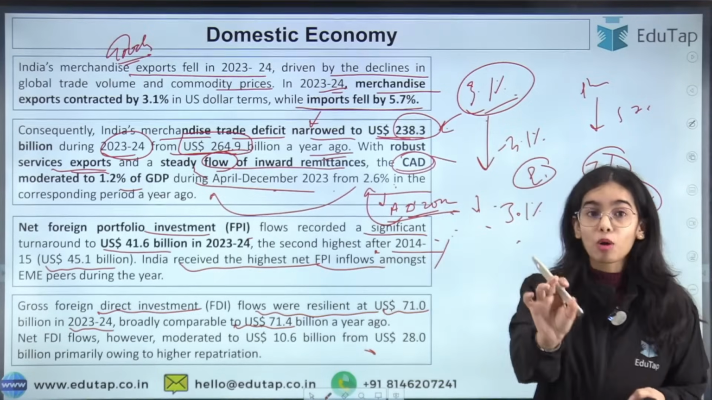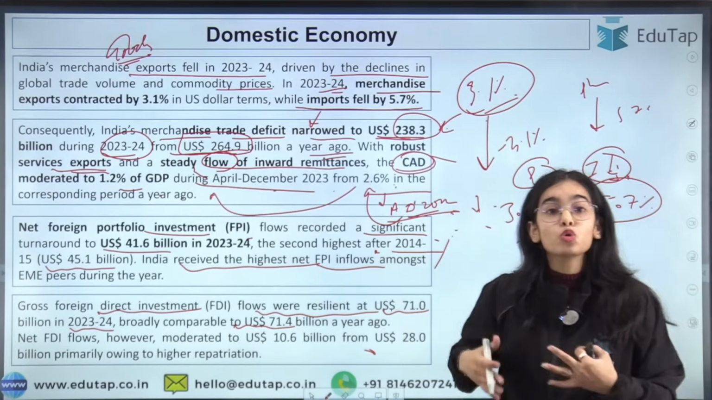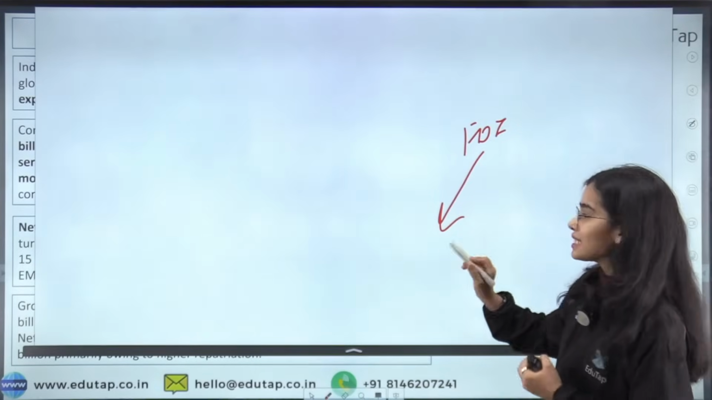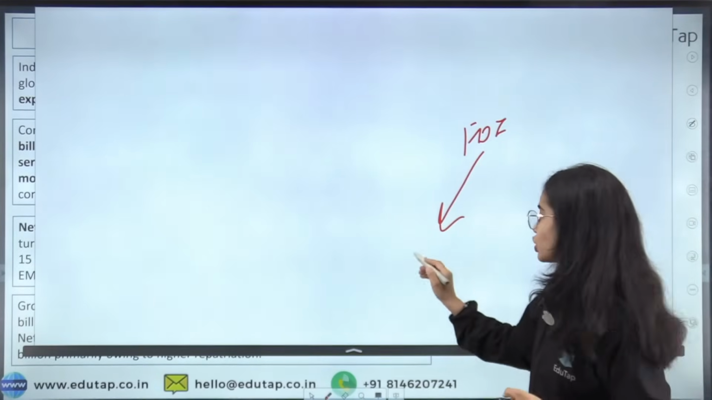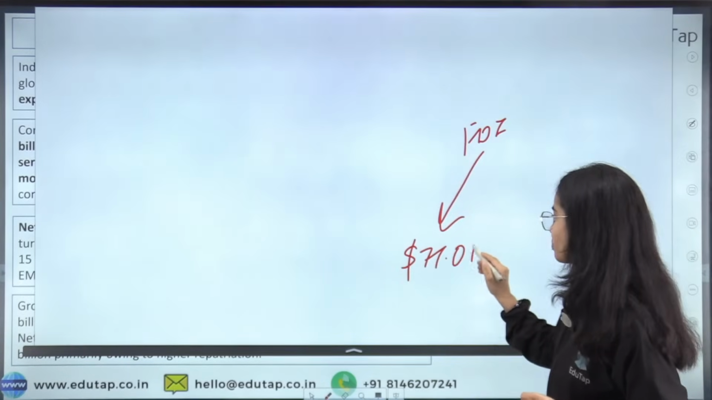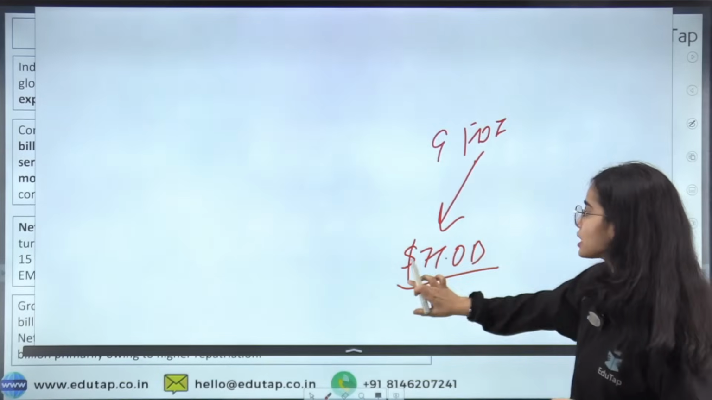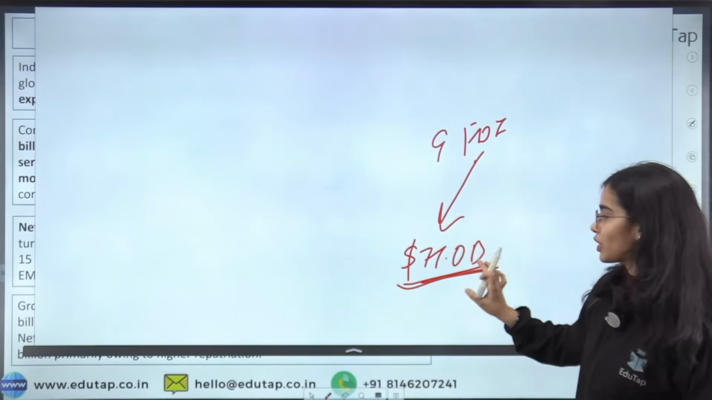Now, what is the problem that has come? That we have done too much of the outflow. The inflow is the same as the previous year. So it is $71.0 billion of FDI inflow that has happened. The gross inflow is $71.0 billion.